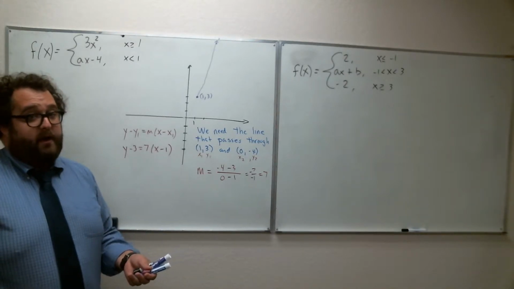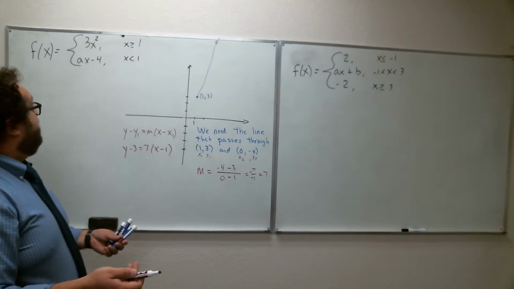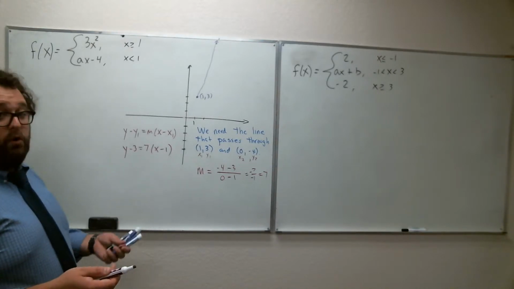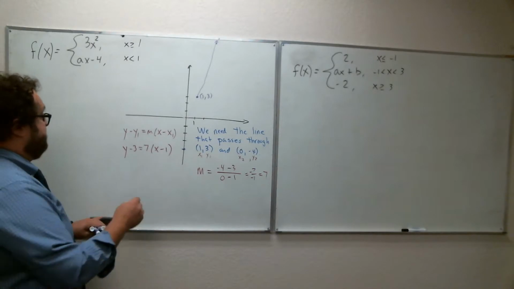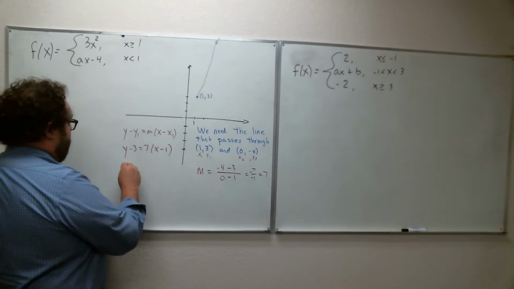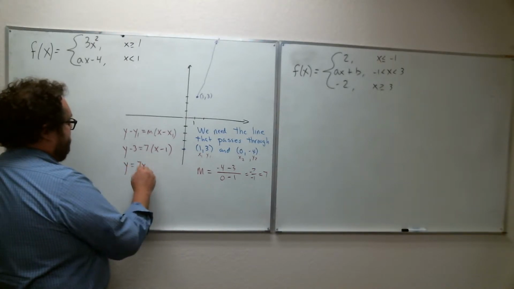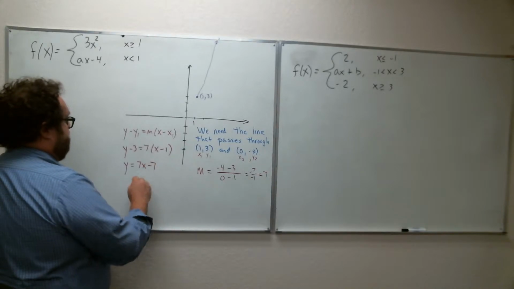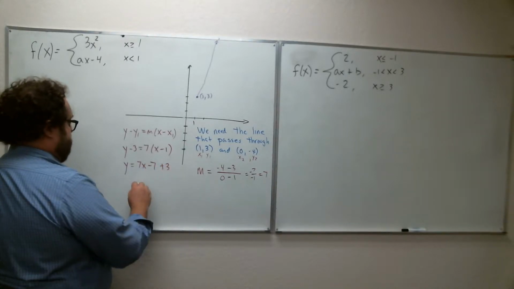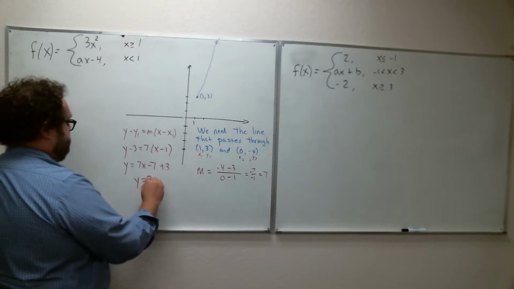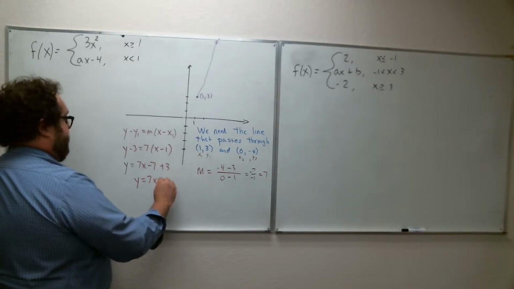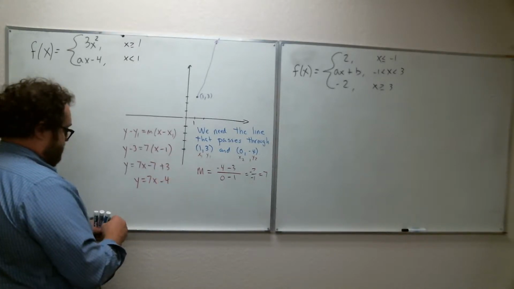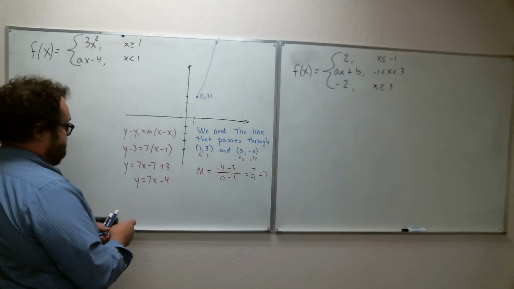We already know what the b is. It's -4, but we just need a. So let's see. y equals 7x minus 7 plus 3. So y equals 7x minus 4. So there we have it.